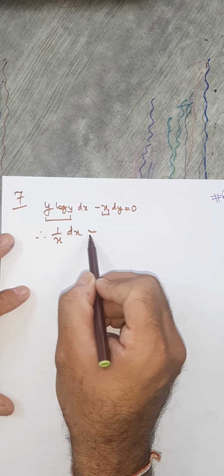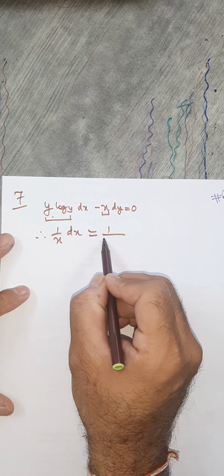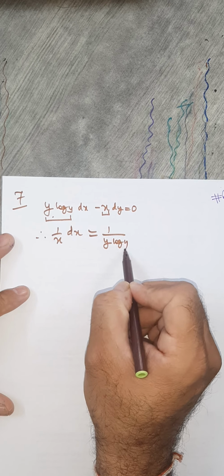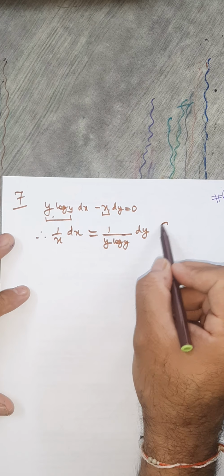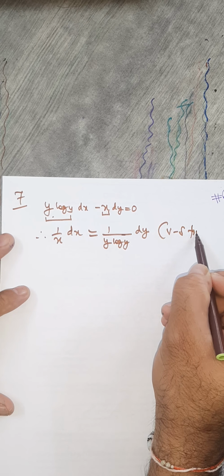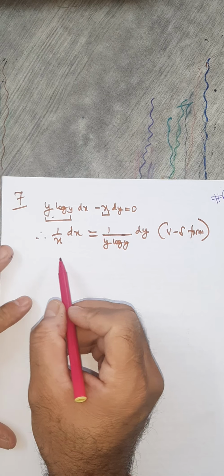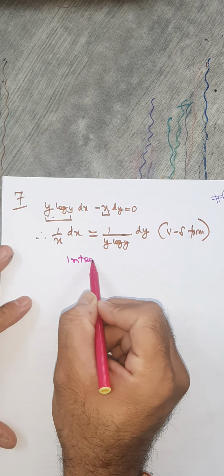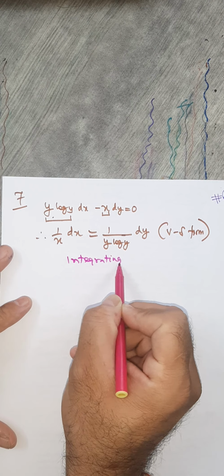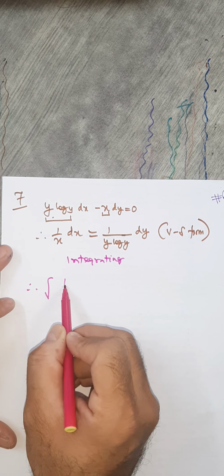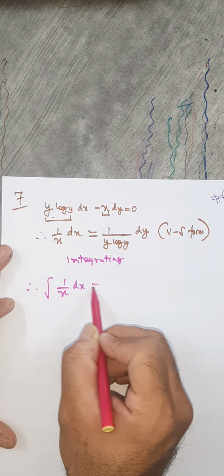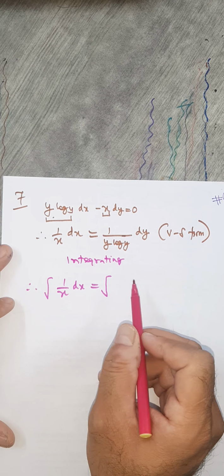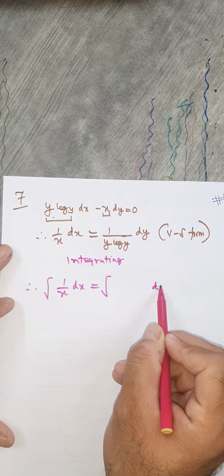So 1 by x dx equals to, I'll take this one over here, 1 by (y into log y) into dy. Variable separable form. I've just separated the variables, remember. ये आपको अब आना चाहिए because we did 6 questions. Okay. Now next step is integration. So we integrate this, integrating. What's the integral of here 1 upon x? You know. इसका कैसे करेंगे?